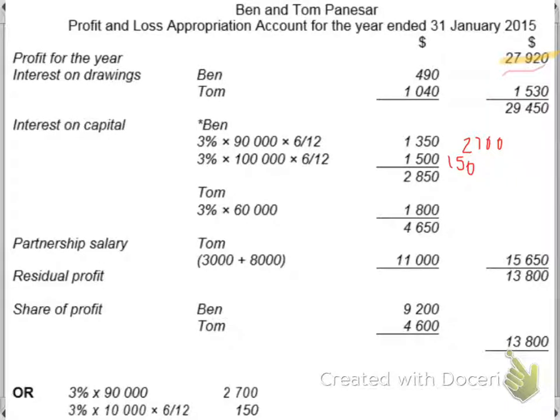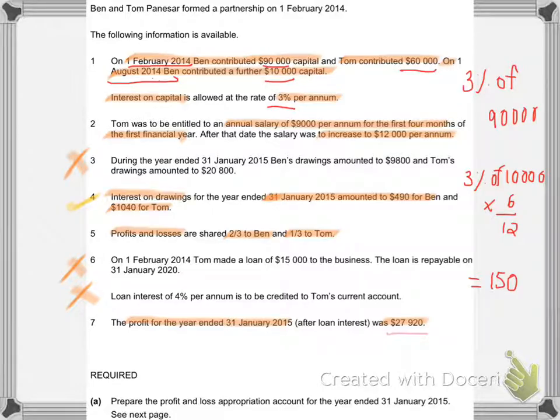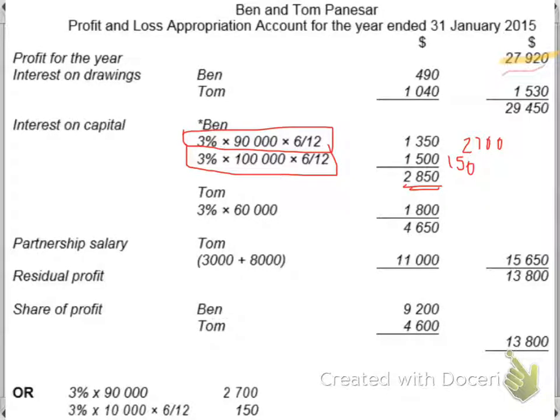Then 2,700 plus 150 will be 2,850. Even if you do 3% of 90,000 into 6 by 12, and then for the additional capital you add 90,000 plus 10,000 and do 3% of 100,000 into 6 by 12, and add those two amounts, you'll still get 2,850. Then we find the interest on capital for Tom. That's 3% of 60,000, because he does not have any additional capital. So we get 1,800. Then you add 2,850 plus 1,800, and you get 4,650.